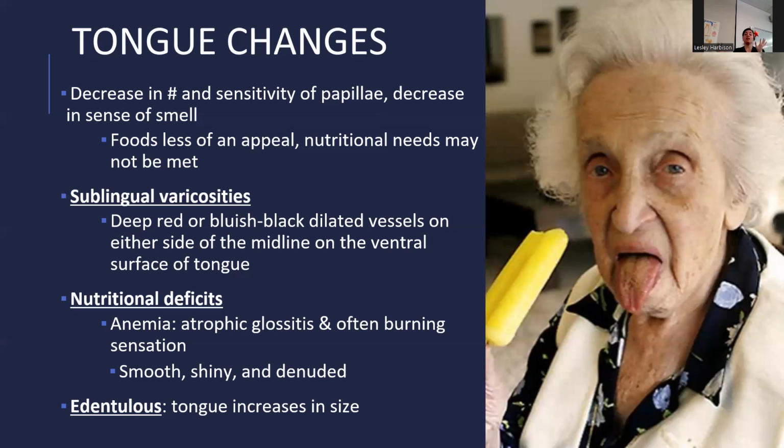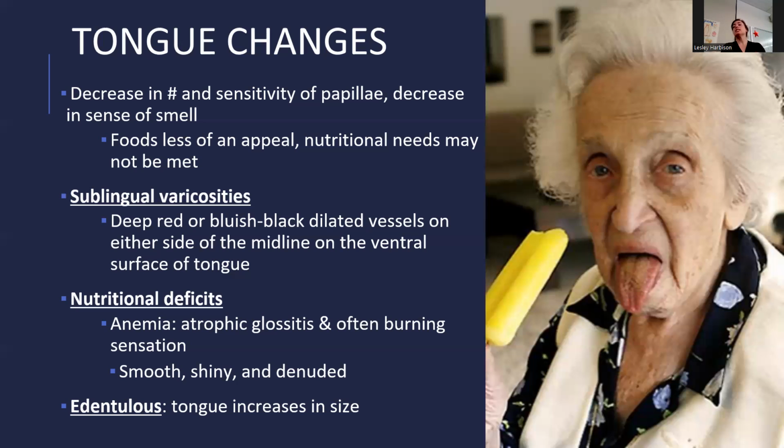That's kind of like a couple slides of its own, so I sort of minimized it. But anemia, atrophic glossitis, and often a burning mouth sensation, and then a smooth, shiny, or denuded tongue. So like a smooth, kind of inflamed tongue. There are several, like zinc and vitamin C, and then iron deficiency, and this population is the population where you're more likely to see a nutritional deficiency.